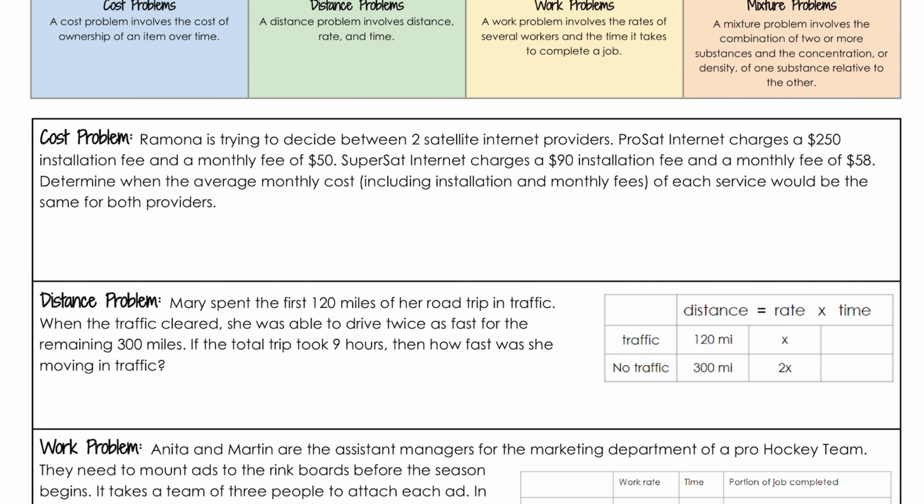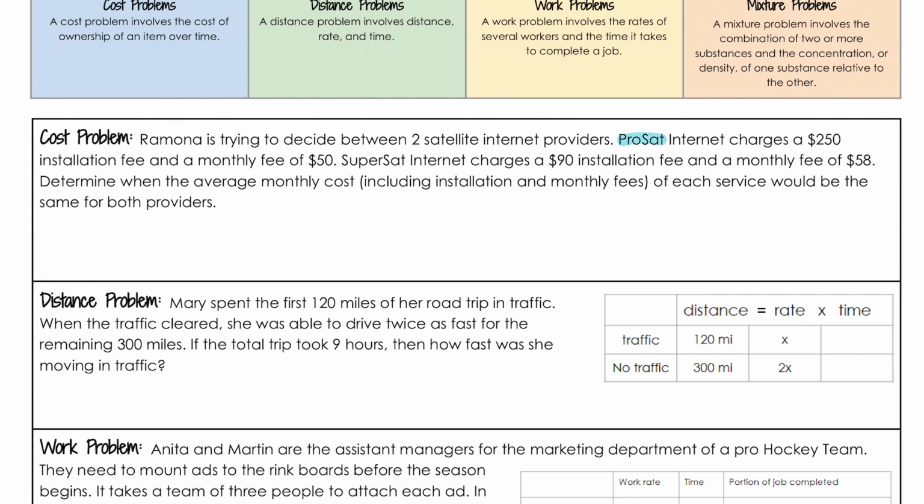Ramona is trying to decide between two satellite internet providers. ProSat Internet charges a $250 installation fee and a monthly fee of $50. SuperSat Internet charges a $90 installation fee and a monthly fee of $58. Determine when the average monthly cost, including installation and monthly fees of each service, would be the same for both providers. So let's start with provider one, ProSat.